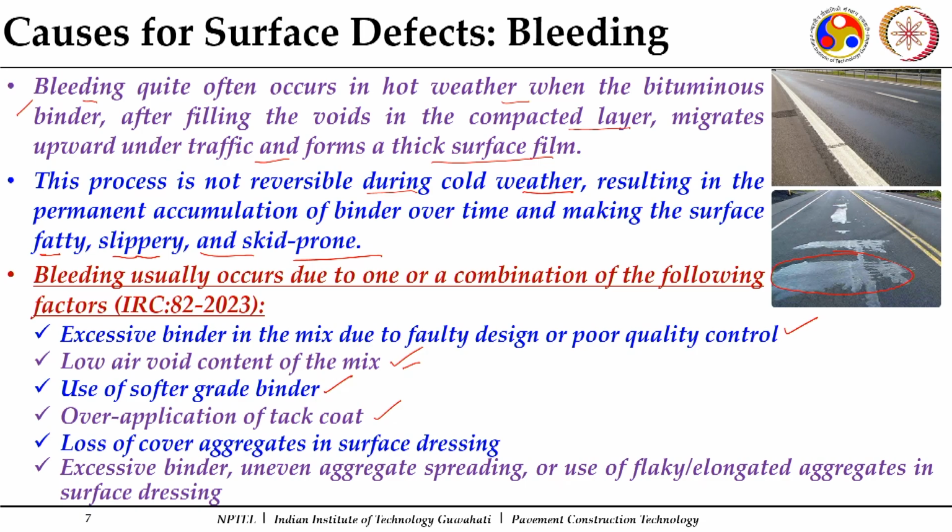Whenever we construct any bituminous course, a tack coat is to be applied on the existing surface. But if it is not properly applied through the bitumen distributors, and excess quantity of tack coat is applied, then it migrates under the traffic loading to the surface. We can see this kind of streaking, or we can see this bleeding in localized spots in that case.